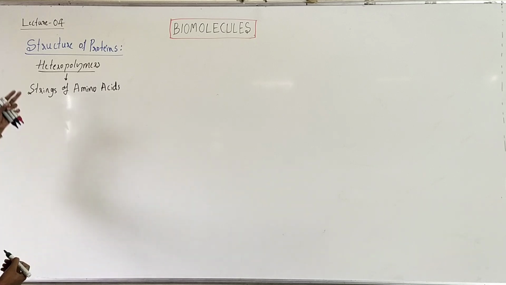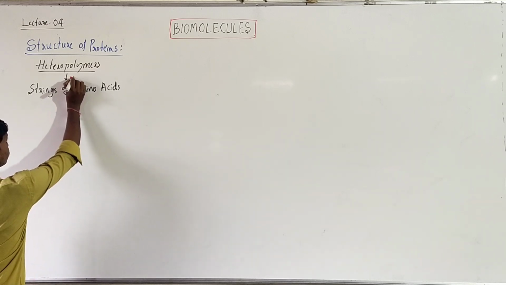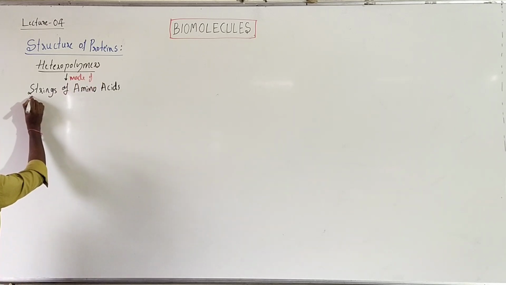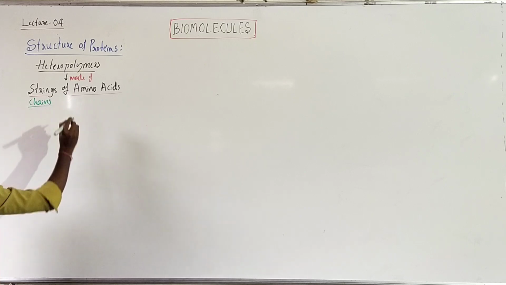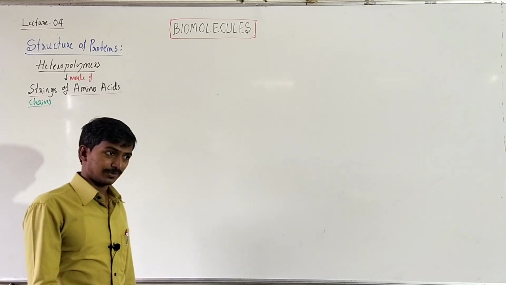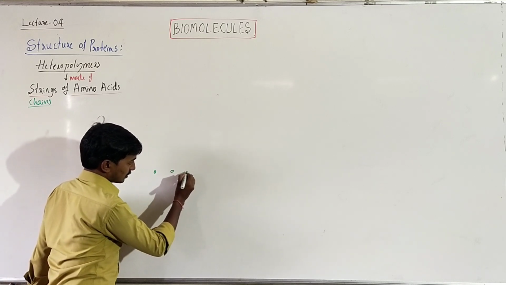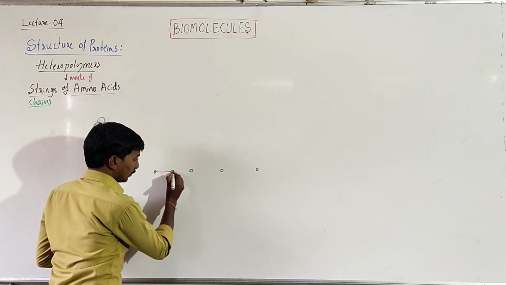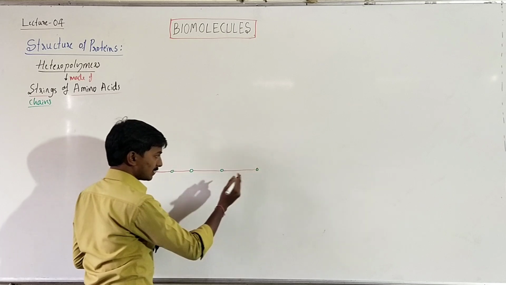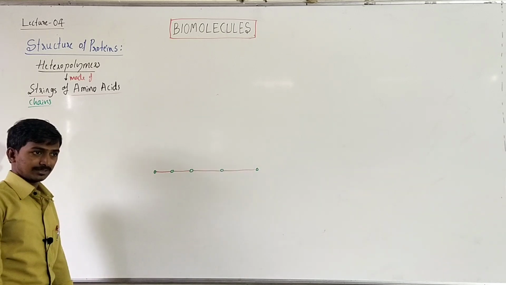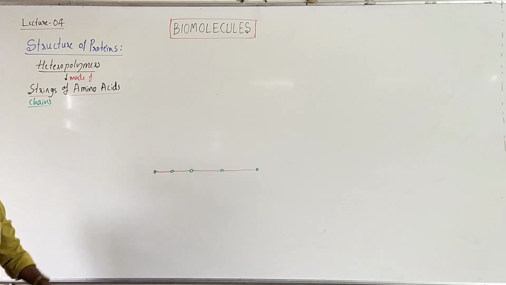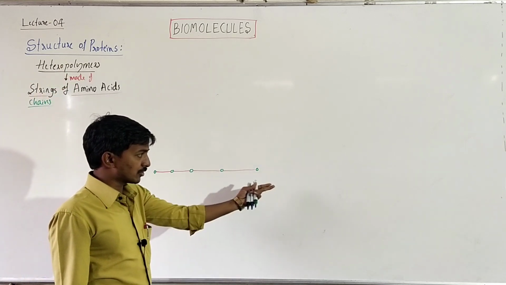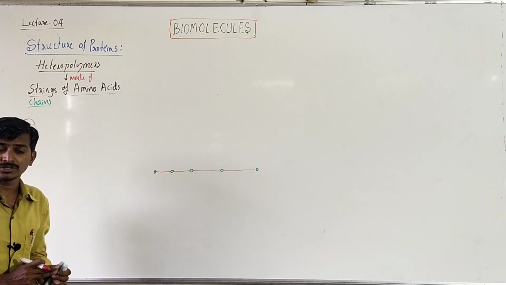As we all know, proteins are heteropolymers made of strings or chains of amino acids. For example, 1 amino acid, 2 amino acid, 3 amino acid, 4 amino acid, 5 amino acid, all bound together with the help of a peptide bond. This long chain of amino acids, just the strings or chains of amino acids, is nothing but a protein. But we have mentioned the terms primary, secondary, tertiary, quaternary.